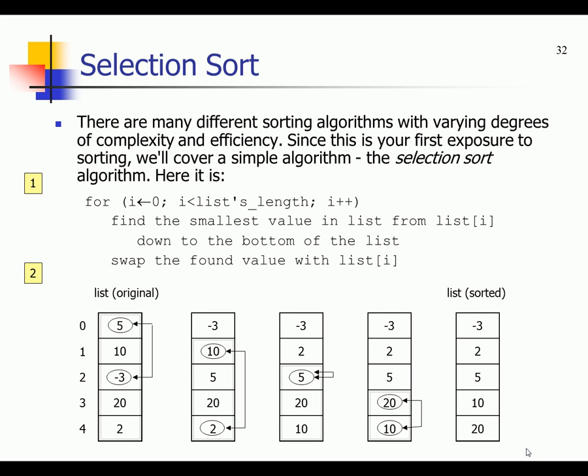Okay? Everybody see that? Then we go through the list again and find, starting at position 2, and put the 2 at position 2. Then starting at position 3, well, it's already a 5, so we're going to leave it there. Then we swap the 10 and the 20, then we're done. That's called the selection sort. It does work quite well, but it's not the best.